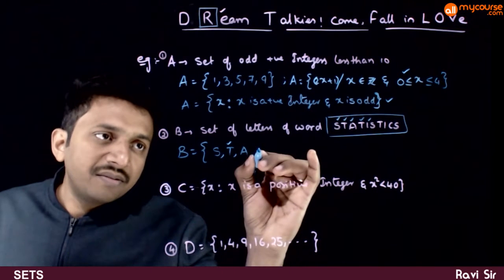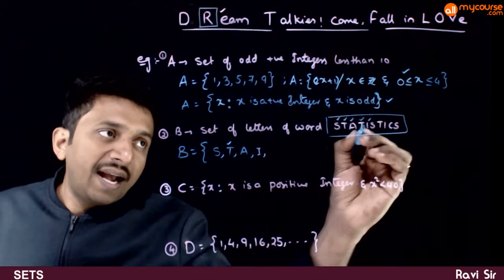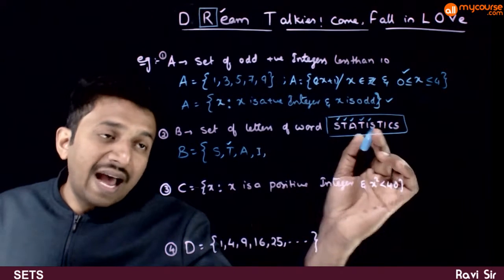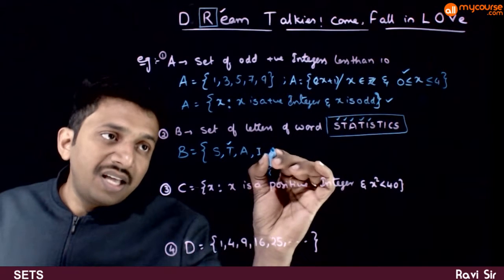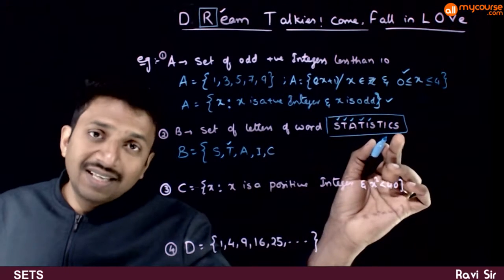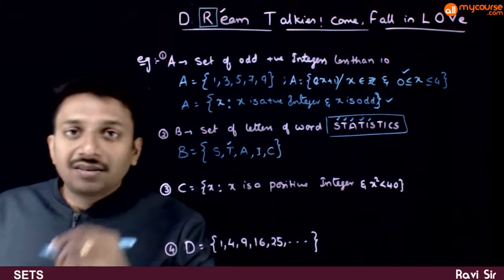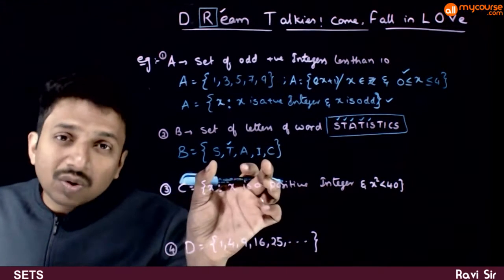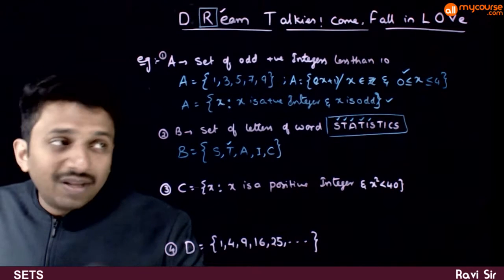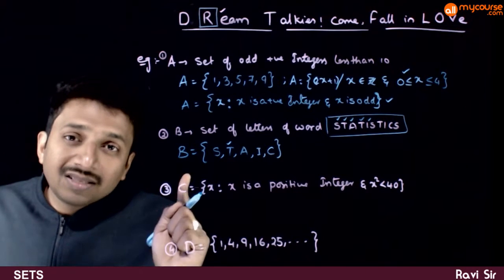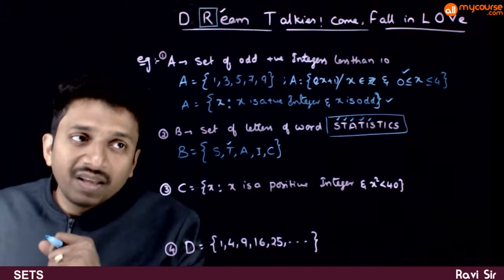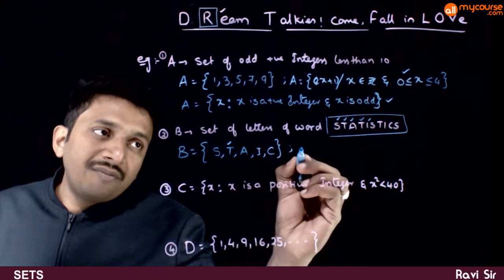So you have an I, and next you have an S which has already been listed, T is already listed, I is again already listed, C is not listed, and S is already listed. So the set of letters of the word statistics contains only 5 elements. That means the word statistics is formed only by 5 letters. Some letters are repeating.